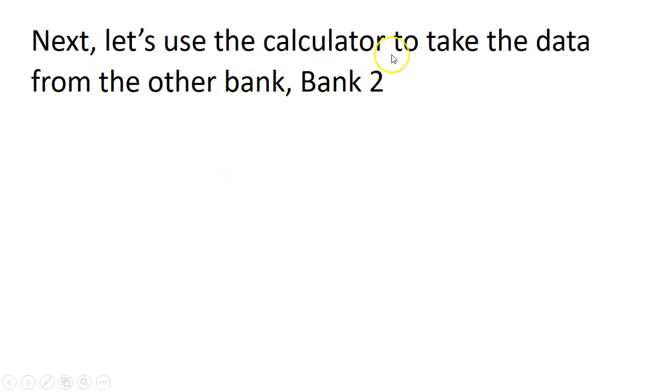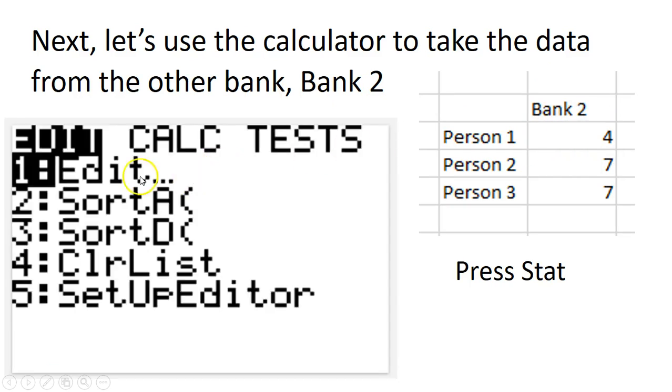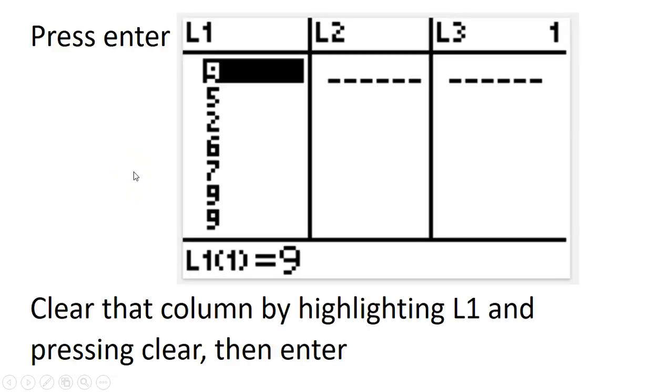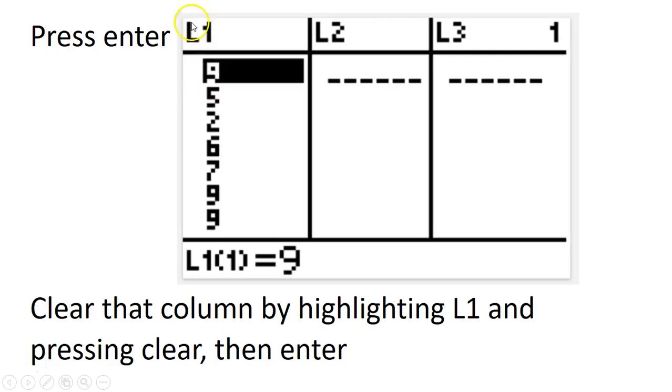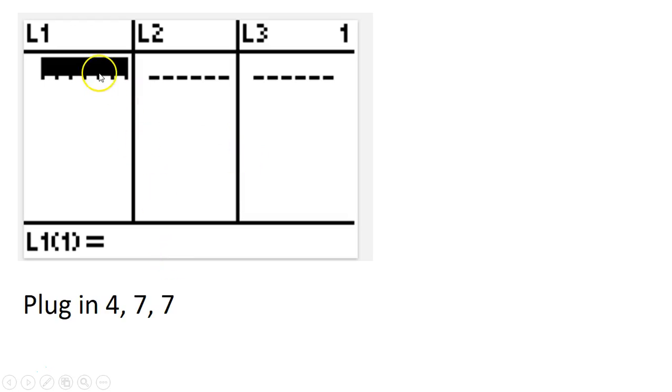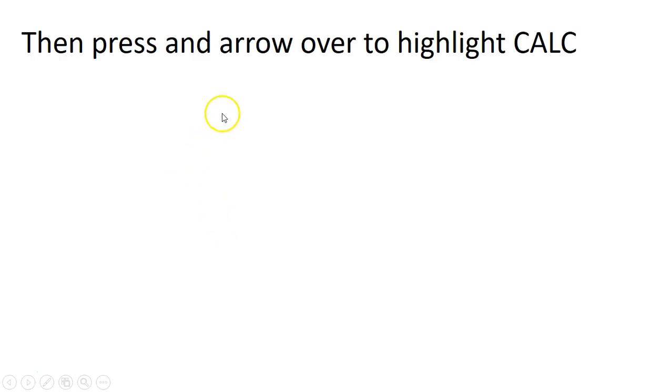Now, let's use the calculator to take the data from the other bank, Bank 2, so you can get some practice with this. So the data from Bank 2, check. Press that. All right, edit. This was my list before, right? This is all the numbers we plugged in. So let's clear the column out, right? So remember to clear. I highlight it, press clear, and enter so it all goes away. Check. Plug in a 4, a 7, and a 7. Check.